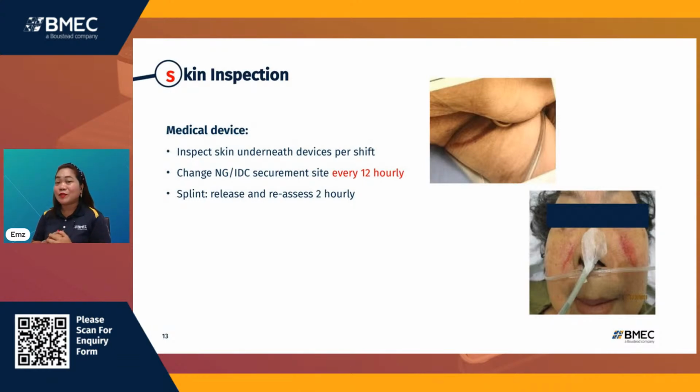Next would be skin inspection again, especially if your patient has a medical device. If your patient has incontinence with a urine catheter, it is very, very important to inspect every shift, especially when your patient has an NGT or anything attached to the body. Redness is very important, the first sign of a related pressure injury. And if there's a splint, don't forget to reassess every 2 hours, okay?